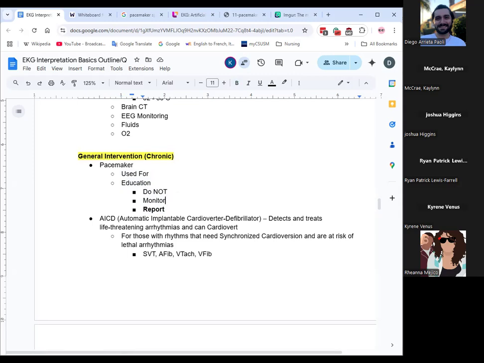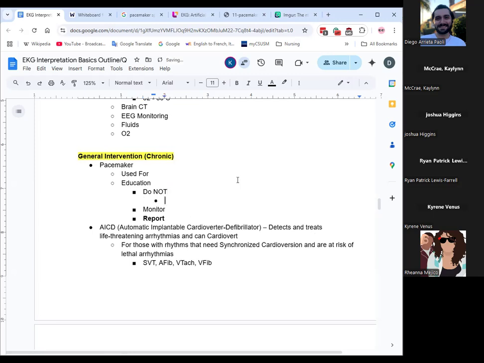Okay. Limiting activity, report dizziness, avoid magnetic fields. The microwave's okay though. Difficult breathing. Do not go into the water. Yep, don't swim under the water.